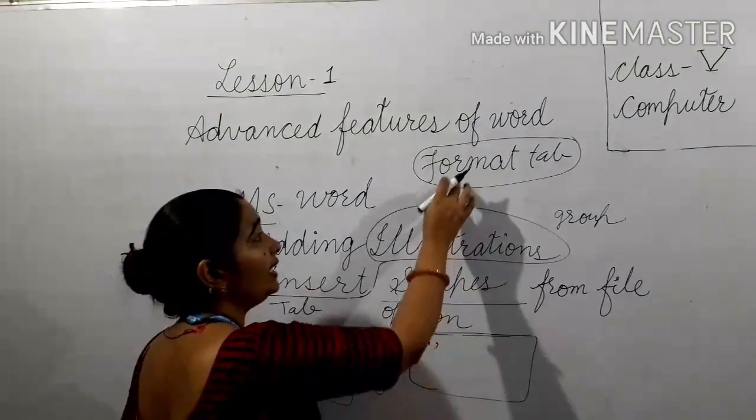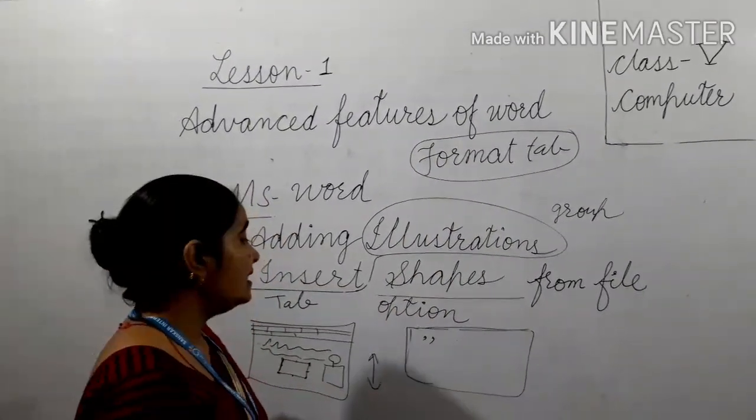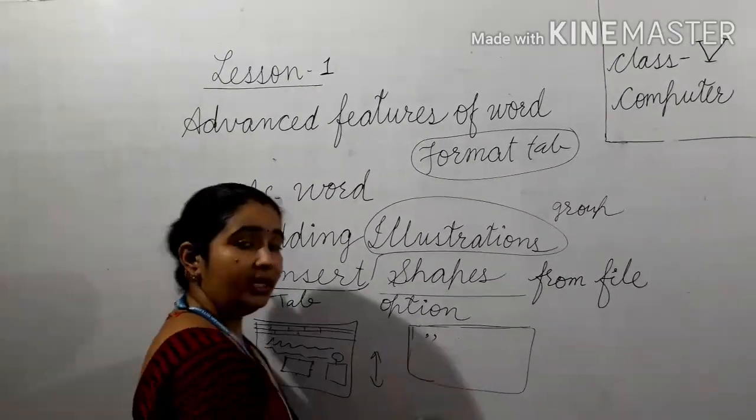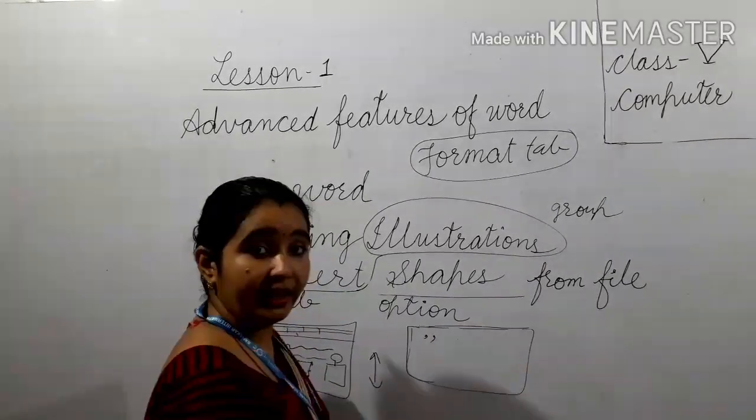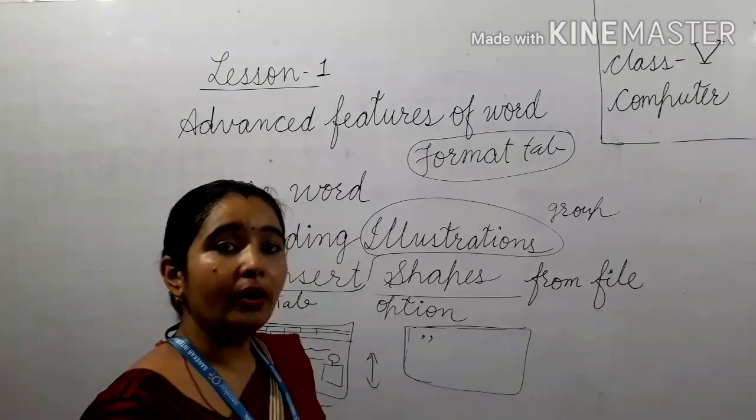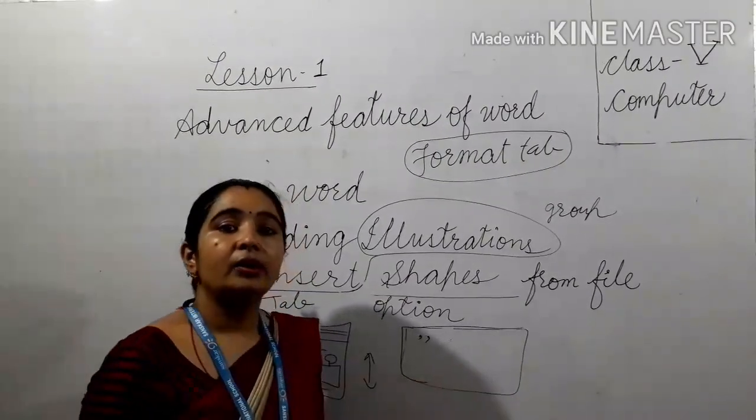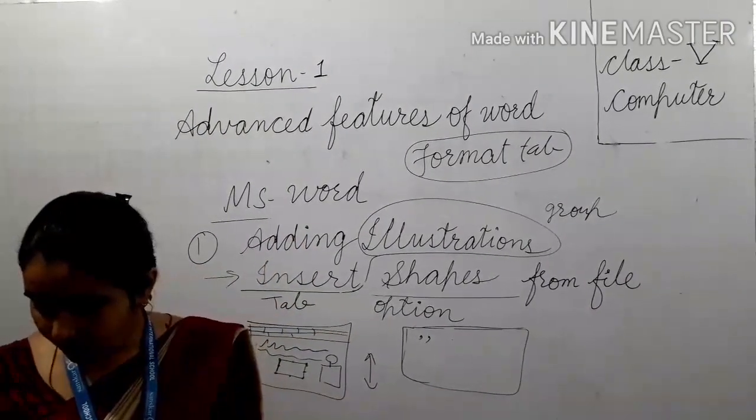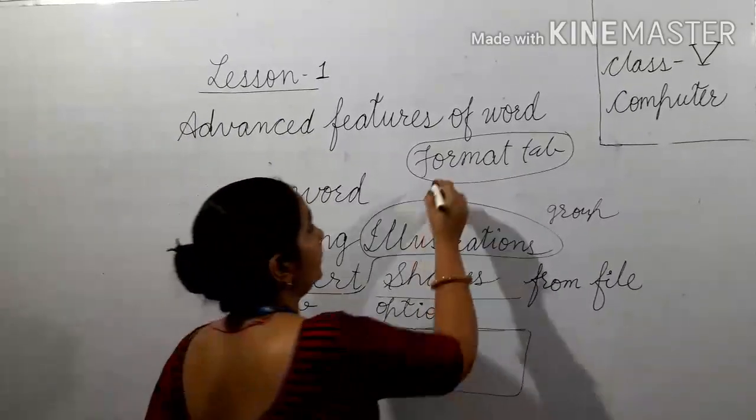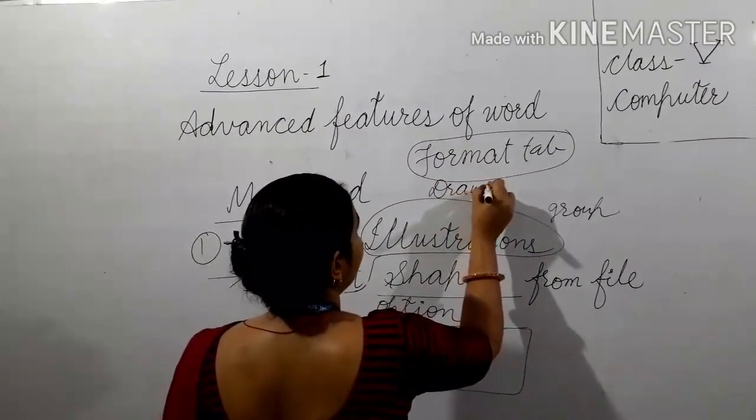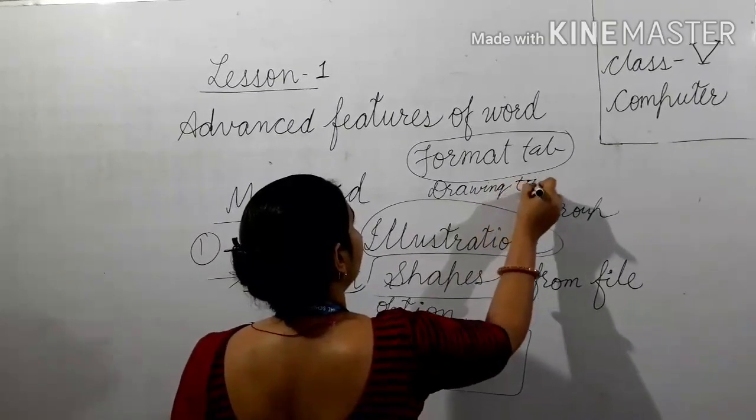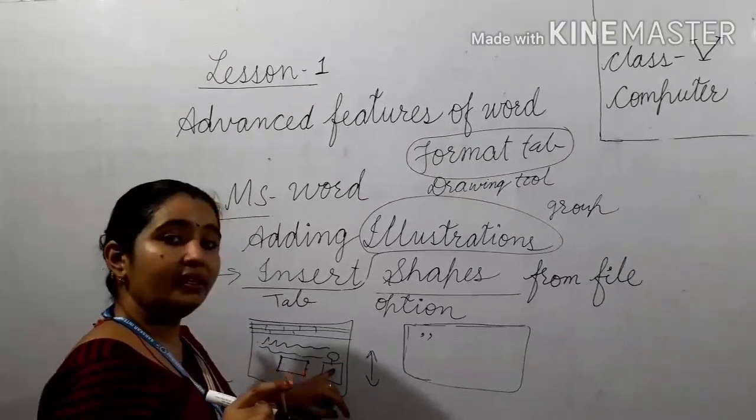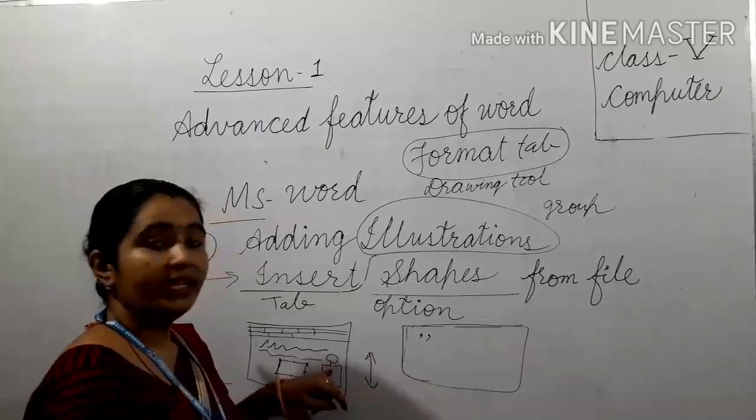While clicking on this format tab, you can change the design of the shape, the effect of the shape, shadows. You can give shadows to the shape. What are the effects? You can give them 2D effect, 3D effect, or you can show them shadow effect, 2D rotation, 3D rotation, anything you can do. One more thing, a drawing tool also appears. Drawing tool. These two tools will appear in your tab when you choose the inserted shape. Is it clear to you?